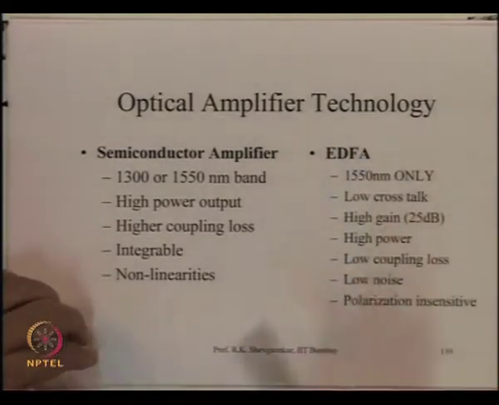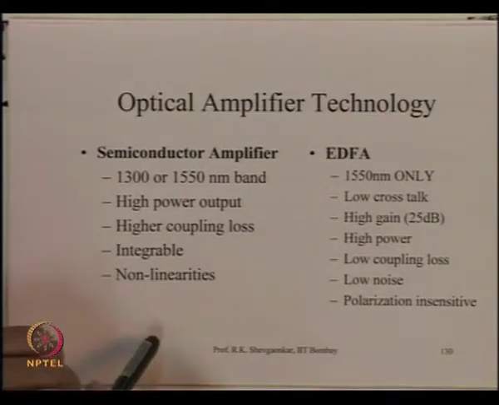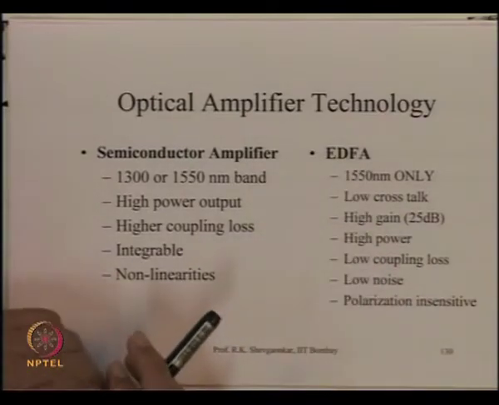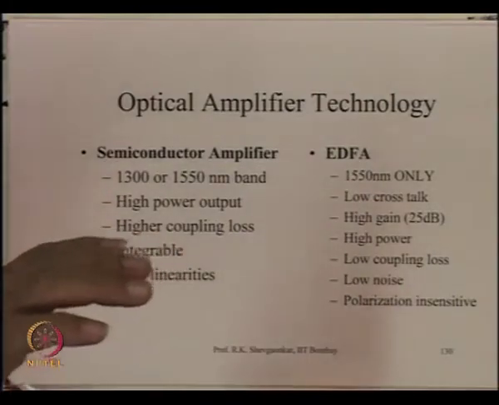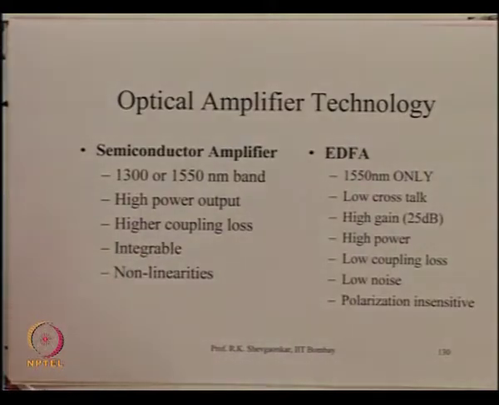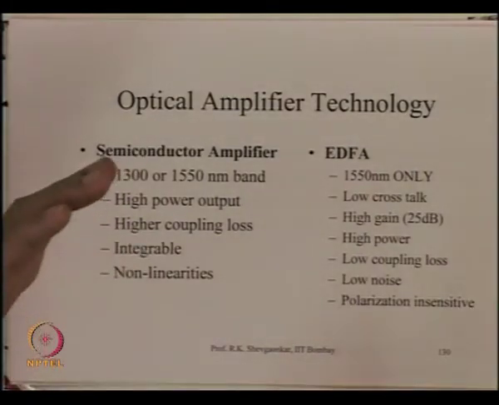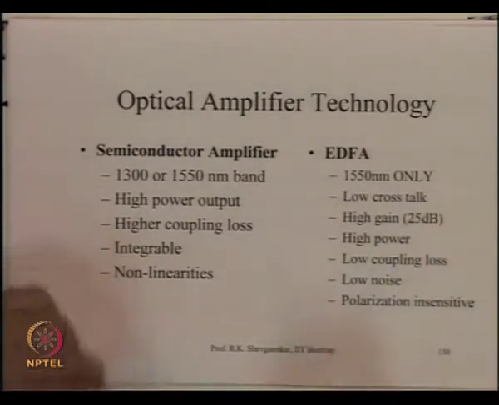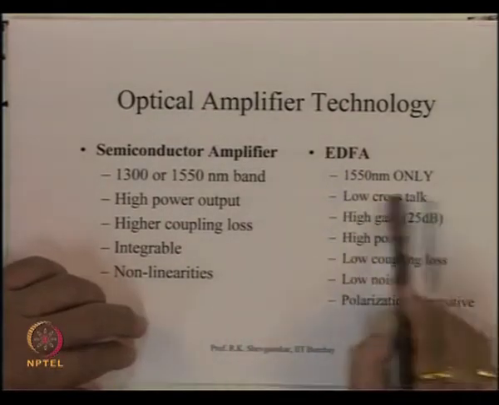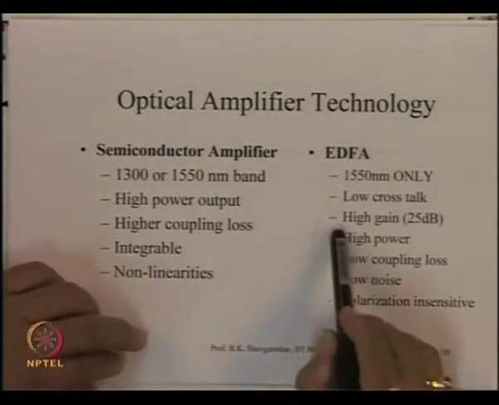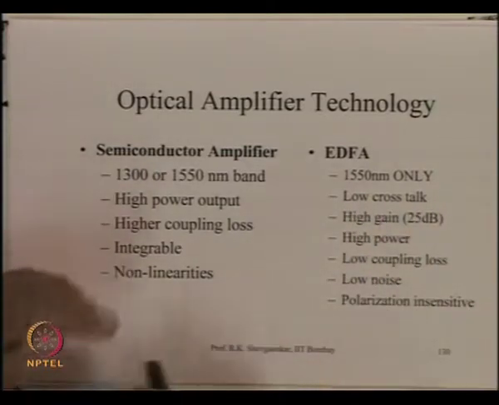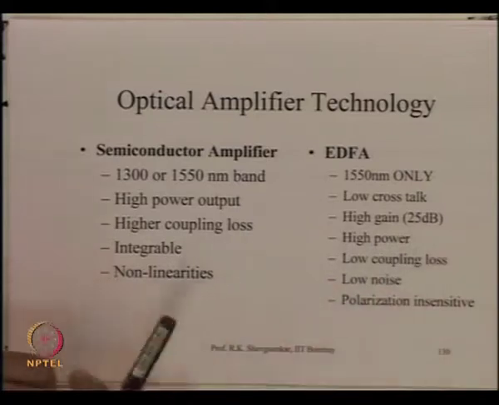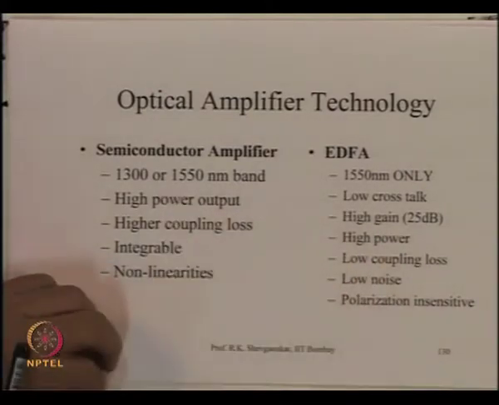The other option which has become very popular is the fiber based amplifier, the erbium doped fiber amplifier. This amplifier can only work in the 1550 nanometer window. So compared to a semiconductor amplifier which could work in any of the windows, the EDFA works only in one of the windows, which is 1550 nanometer. But it has a large number of advantages. It has fairly low crosstalk. It can give a high gain of about 25 to 30 dB. Also it can handle high power. This is not very different from what the semiconductor amplifier can do.